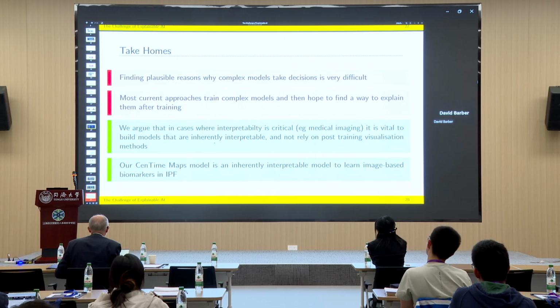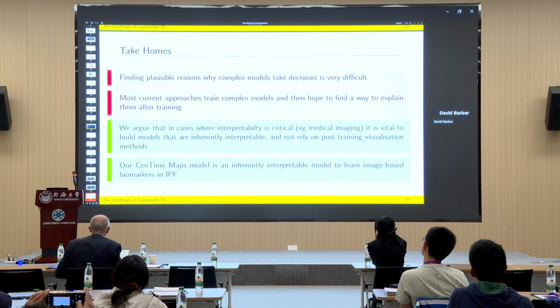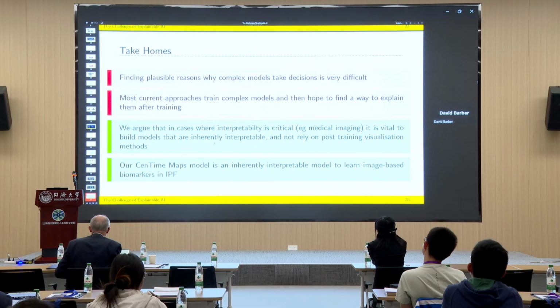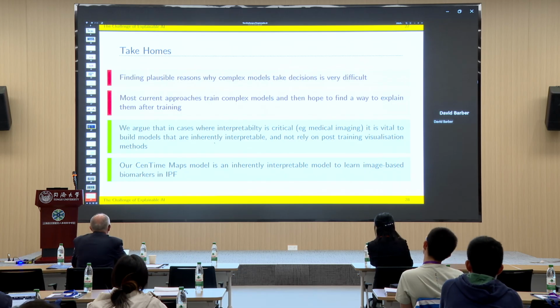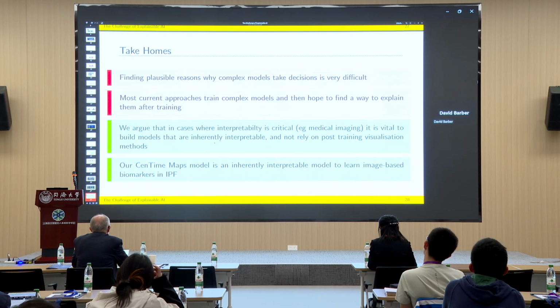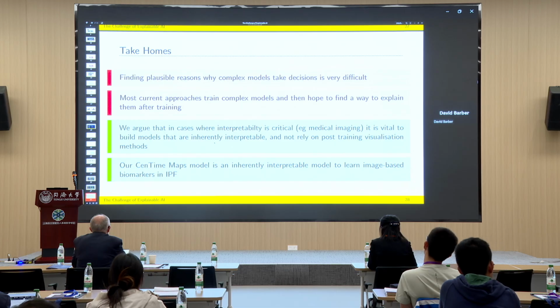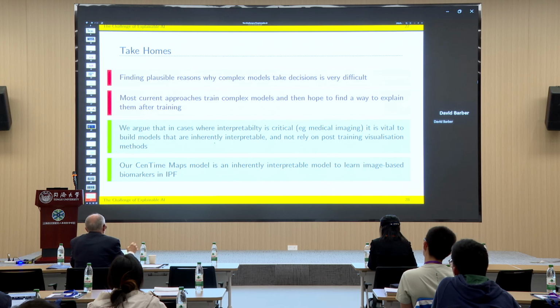The take-homes are really that finding plausible reasons why complex models take decisions is a very difficult problem, and it's certainly not been solved by previous approaches. In my opinion, part of the problem is that most approaches train these complex models for some reason, for example, to predict the class of an image, and only after training do they hope that they can find a way to explain the model.